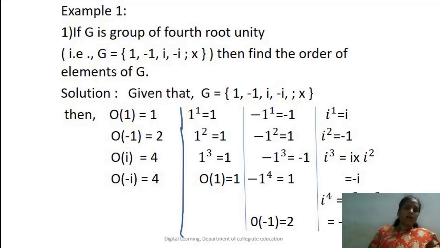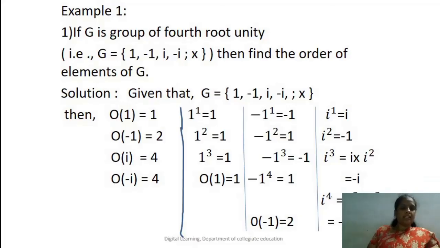See, order of 1, I have told you already, this example is explained. See, order of 1 is how much? 1. Only one different element we got. So the order of minus 1, we got 2 different elements. In the order of minus 1, we got 2 different elements. That is what acts as the order of the element. Order of minus 1 is 2. So order of I becomes what? 4 different elements we got, therefore equal to 4. Order of I equals 4. Similarly, order of minus I equals 4 only.